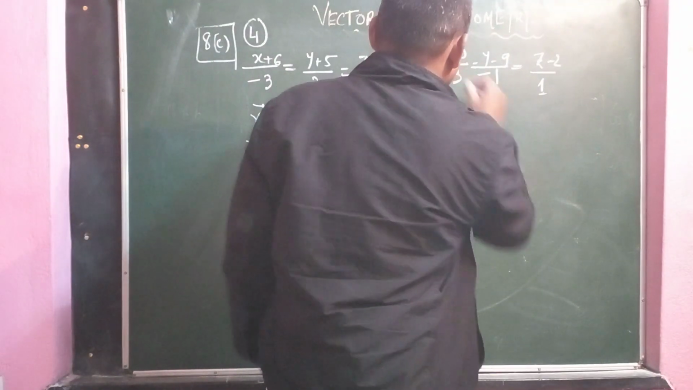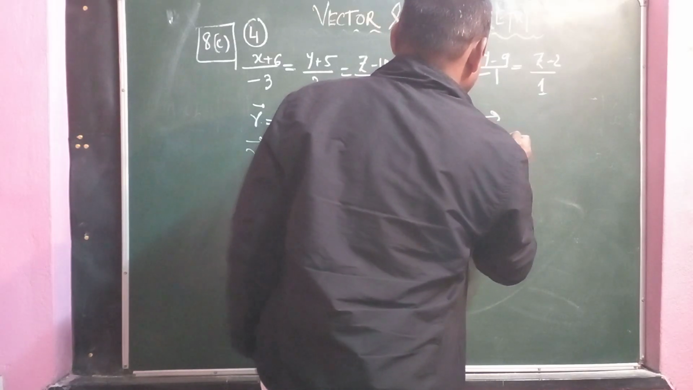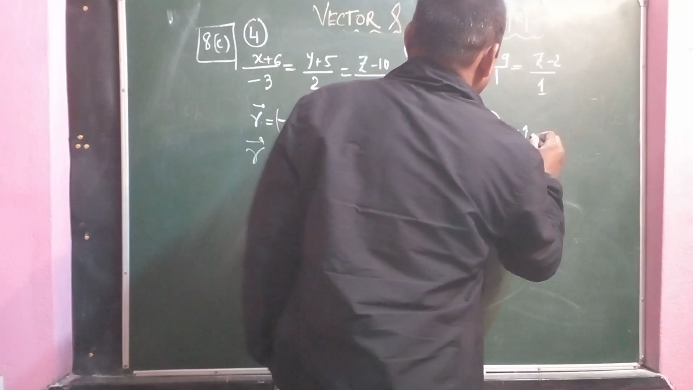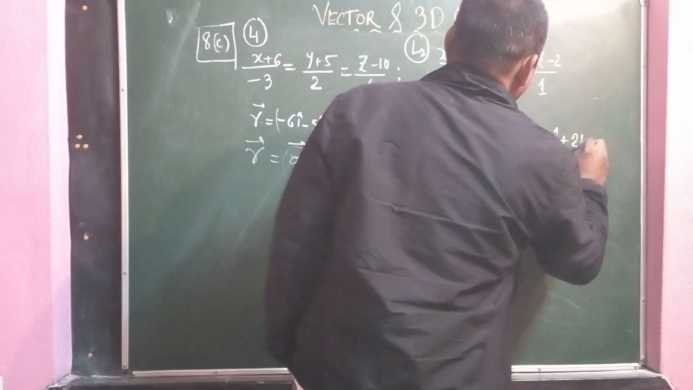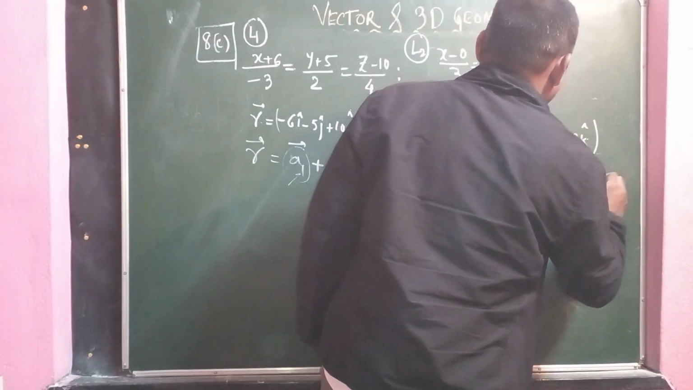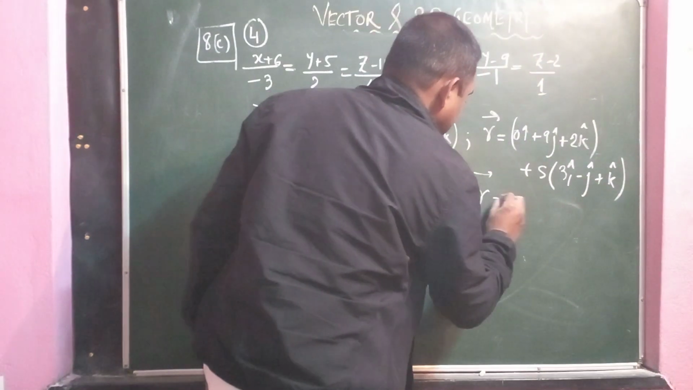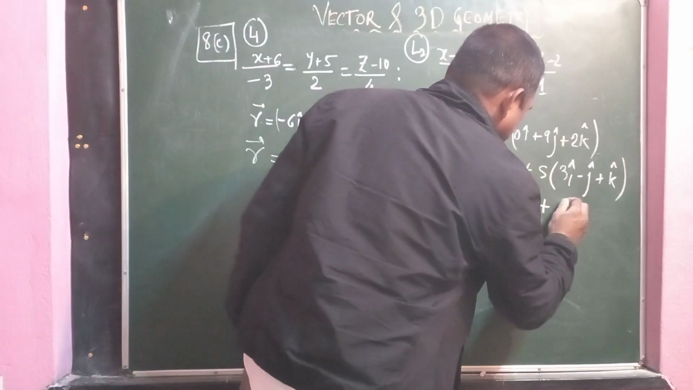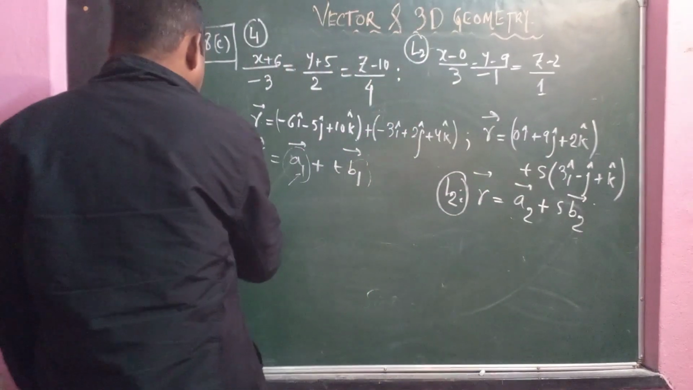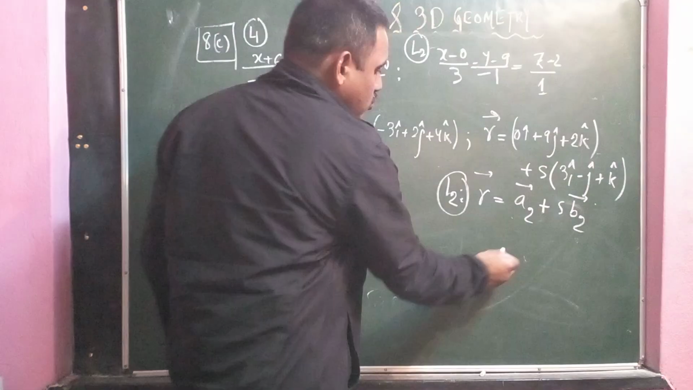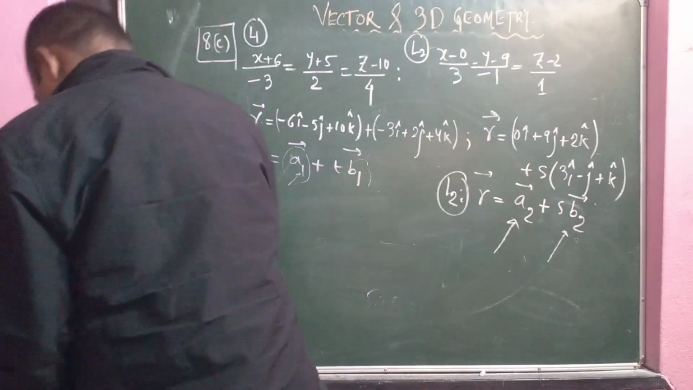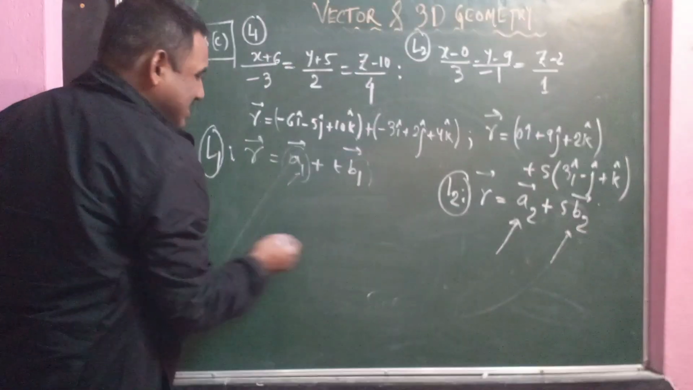Similarly, this one, R vector equals 0i cap plus 9j cap plus 2k cap, plus suppose s times 3i cap minus j cap plus k cap. So R vector equals, this is A2, plus s B2. That means this L2 line, okay, this is your L1. So this is passing through a point and they are parallel, vector equation. Now what will be the SD and its equation? What is SD?